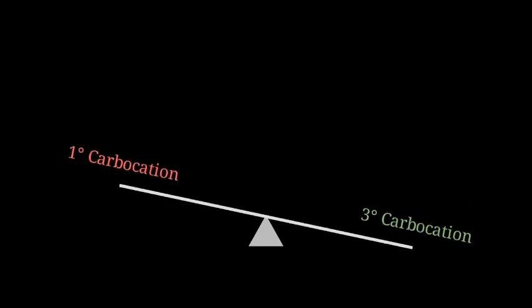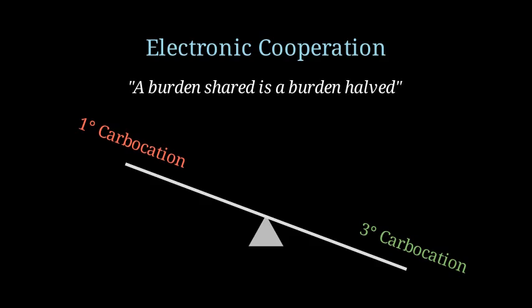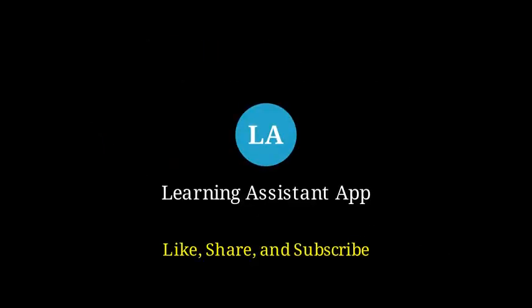So the next time you're wondering why a certain chemical reaction favors one path over another, remember to look at the neighbors. Stability isn't just about the atoms directly involved in a charge. It's about the subtle, electronic cooperation happening just a bond away. In chemistry, as in life, a burden shared is a burden halved.